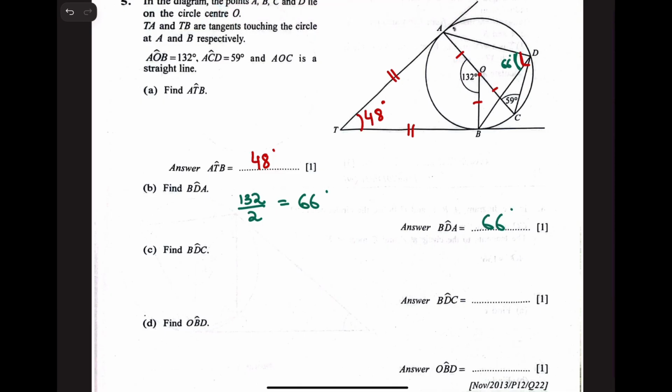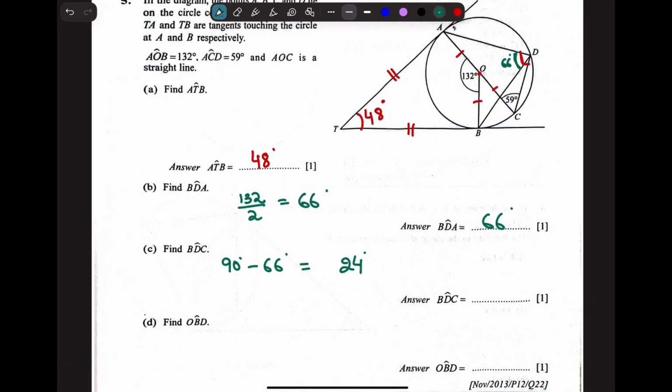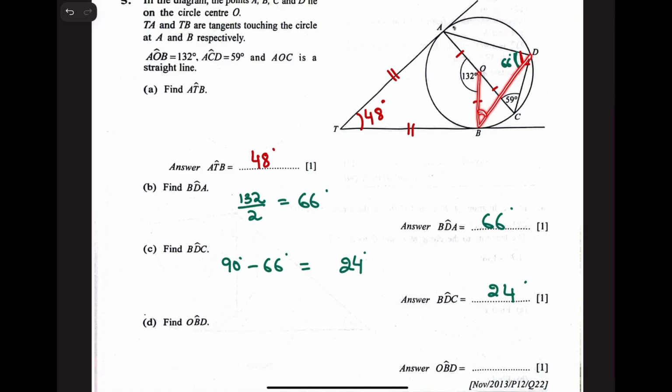Find angle BDC. BDC. Okay, so we know that this angle is 90 degrees and we know this is 66, so this angle would be 90 minus 66, which gives 24 degrees. Okay, find angle OBD. OBD. So this angle.